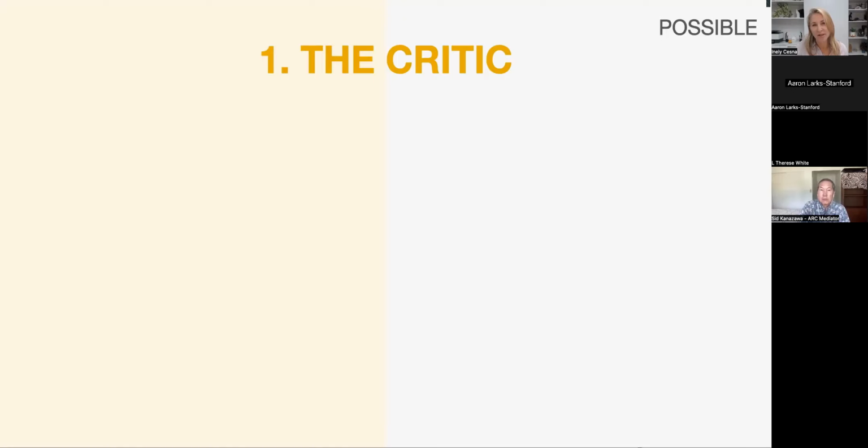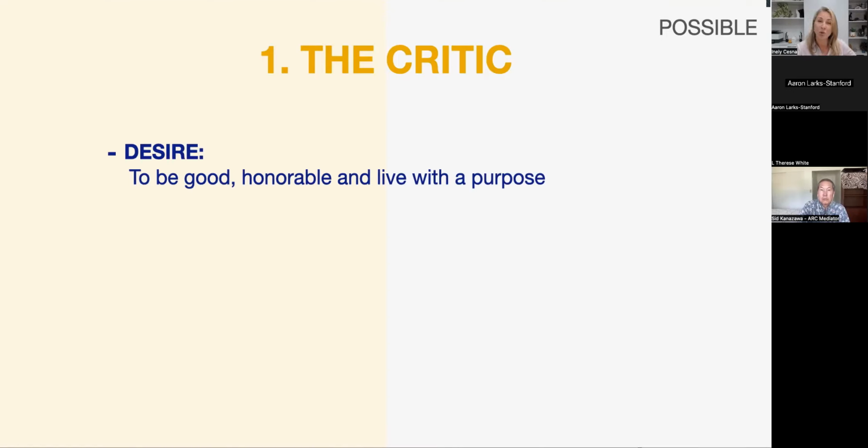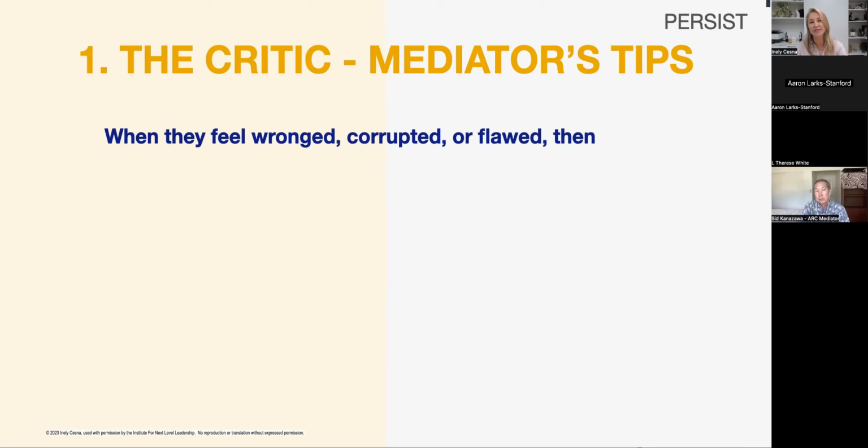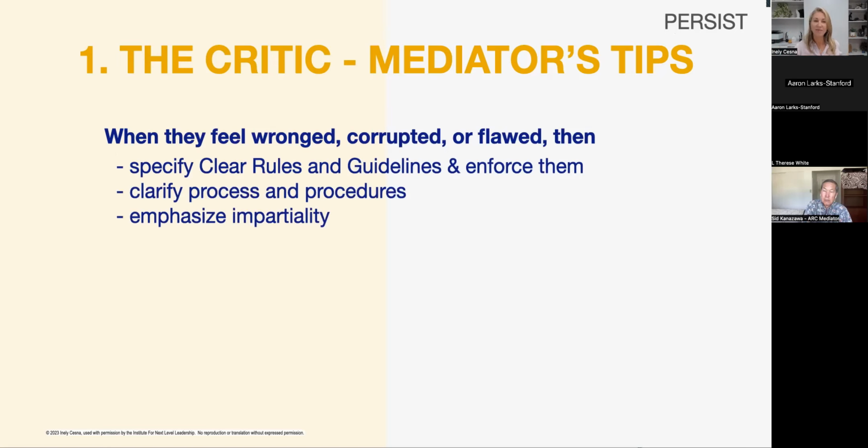So when we are facing the critic, the possibility is to look at their core desire. The core desire that we harbor inside is this desire to be good, to be honorable, and to live with a purpose, even when our behavior doesn't reflect that. And the essence here is like an aura of goodness and blessedness and order and structure that lies underneath our behavior. And so, for a mediator tip, when your clients are in this situation, you know that they're pointing out what's wrong and what's corrupted and what's flawed in someone else. They are feeling wronged, corrupted, and flawed. And in that place, there are a few things we can do. Let's specify the rules and the guidelines, and make sure we enforce them throughout the process.